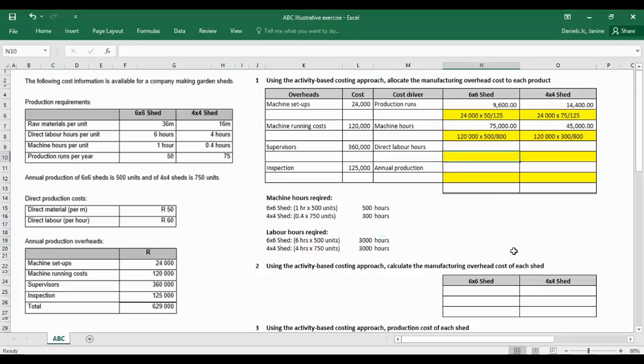Okay, so the formula, so we have 360,000, which is the total supervisory cost, multiplied by 3,000 hours, divided by 6,000 hours, or half if you prefer. And then you have the same allocation for the 4x4 shed.